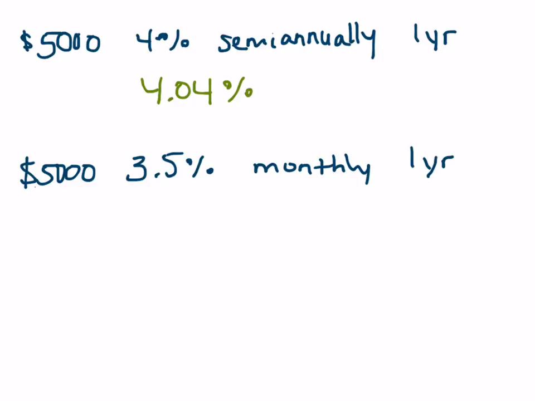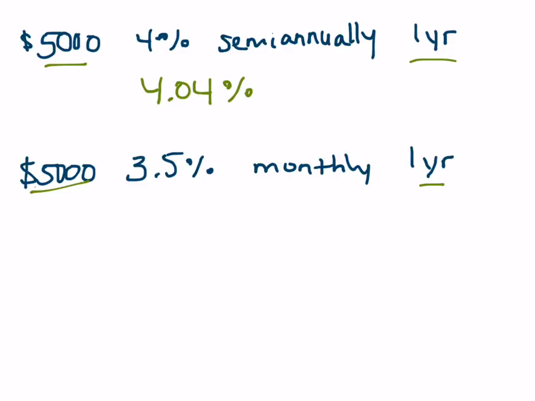Now let's compare with a second investment, and let's say you have the same principal and you want to invest for the same 1 year period, but you have a choice between that 4% rate and a 3.5% rate, which is lower. However, the interest is compounded monthly instead of semi-annually. So let's see if this makes a difference either way.